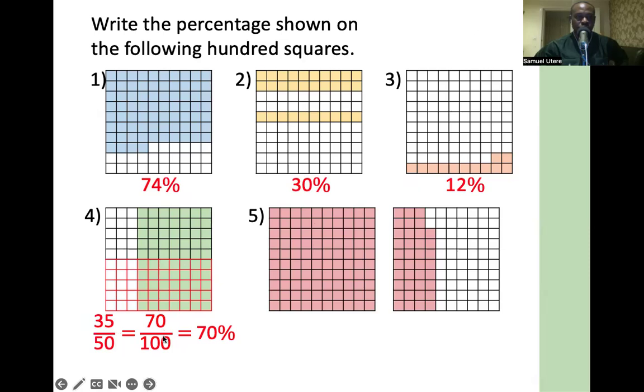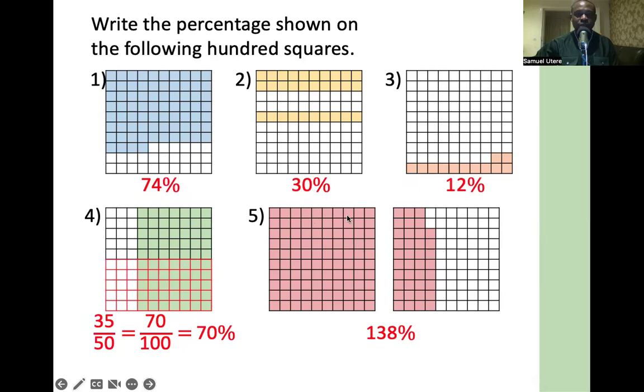Well, if we want to make the denominator 100, because we are expressing it as percentage, then we can double the numerator and also double the denominator. That is the same action as doubling the 50 squares to make it 100 squares. And then now we see that we have 70 squares altogether shaded because we have doubled what we had initially. That is 70%.